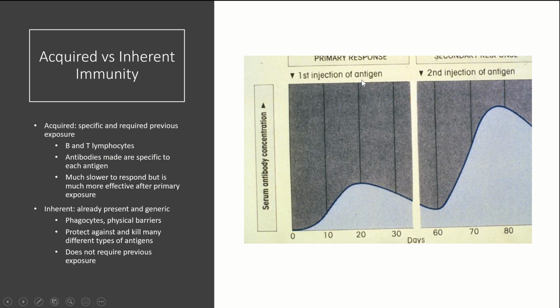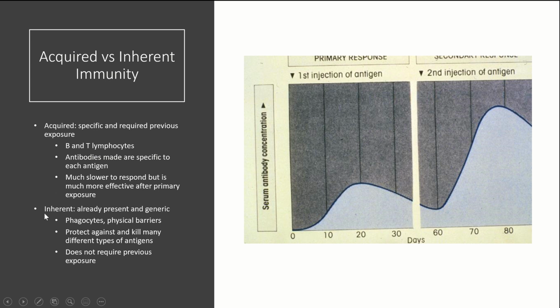Okay? So this is just showing you, when you inject somebody with an antigen, this is the antibody concentration being made by those B lymphocytes, plasma cells. And so it's not very strong the first time, and then the second time, that response is much higher, much greater. That's what we call an acquired immune response.